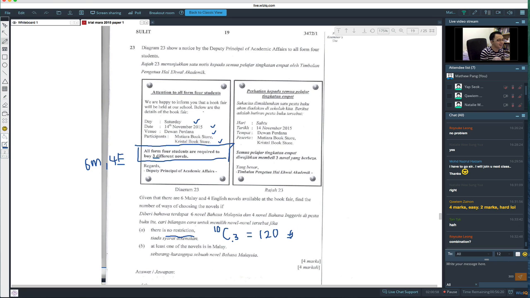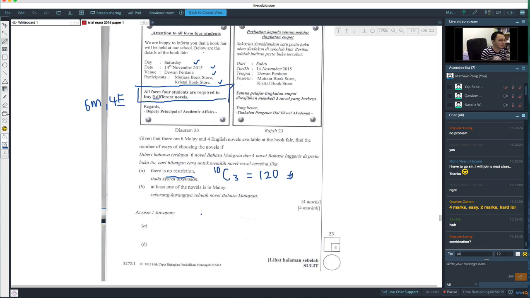Then at least one of the novels is Malay. So what does at least one of the novels is Malay mean? If I choose 3 books, that means I need to have 1 Malay, 2 English, or 2 Malay, 1 English, or 3 Malay, 0 English. The second one should be English. Because at least 1 Malay means I can have 1 Malay, 2 Malay, or 3 Malay, isn't it? This is the meaning of at least 1 Malay.